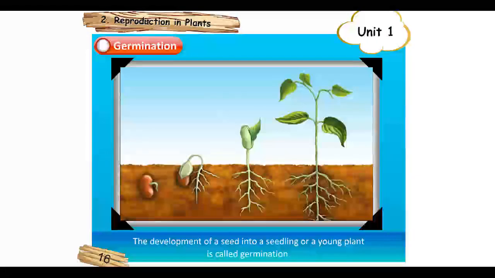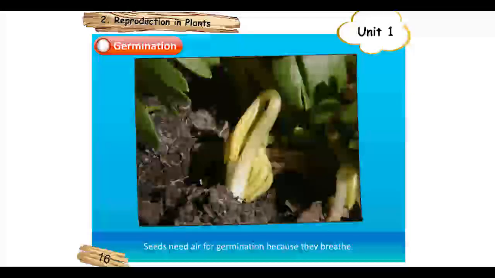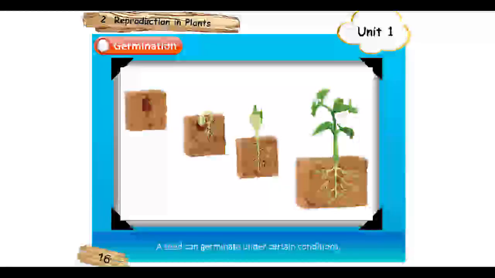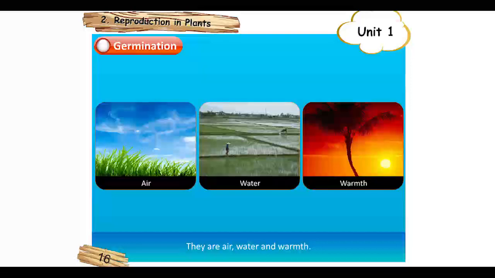Germination. The development of a seed into a seedling or a young plant is called germination. Water is a must for germination because it helps to soften the seed coat. Seeds need air for germination because they breathe. A seed can germinate under certain conditions. They are air, water, and warmth.